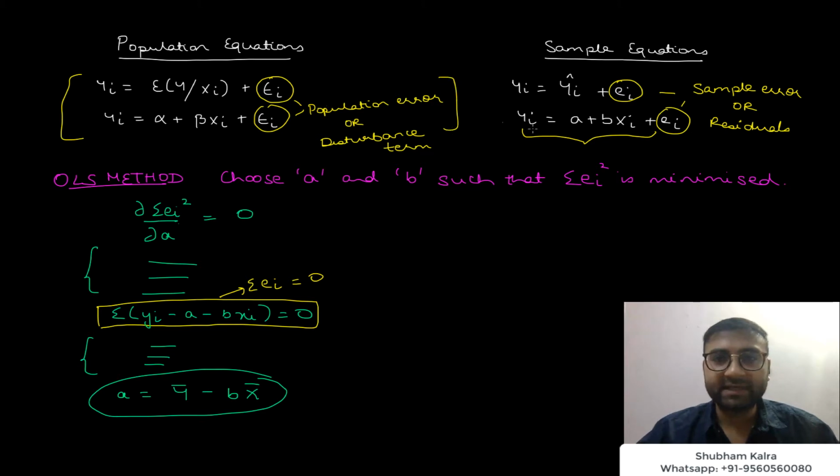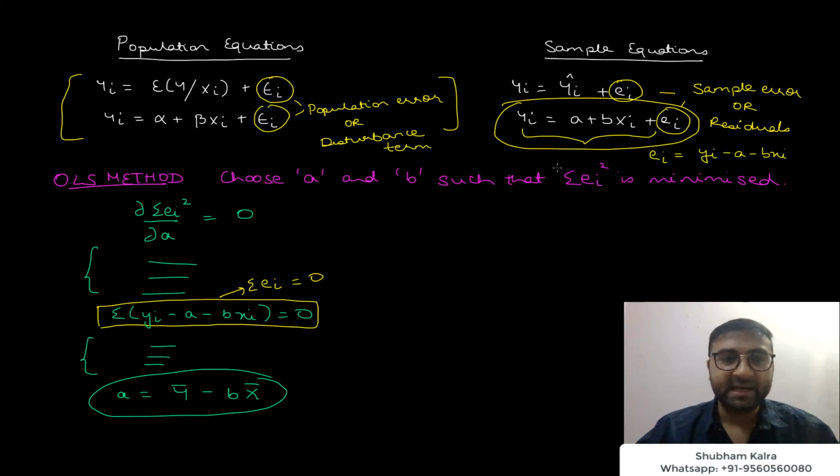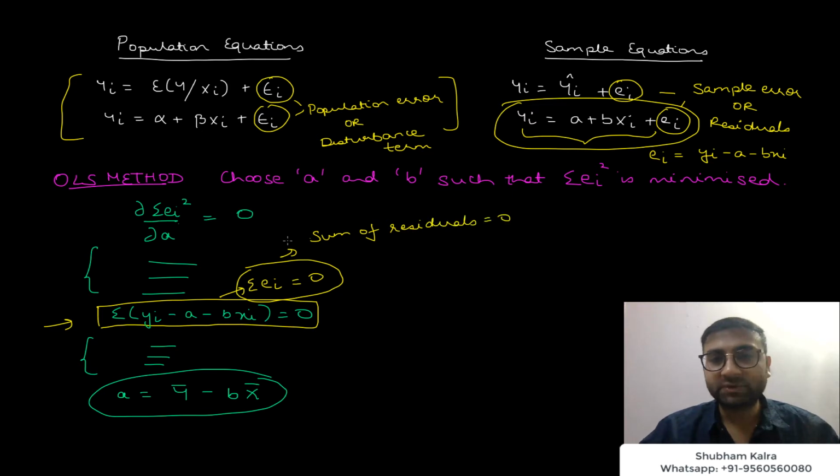If I take a look at this particular equation, from this equation you can see that ei is equal to yi minus a minus bxi. And this equation is summation of yi minus a minus bxi. That means this term that we have inside the bracket is nothing but ei. That implies that we got summation of ei is equal to 0, which is sum of residuals equal to 0.